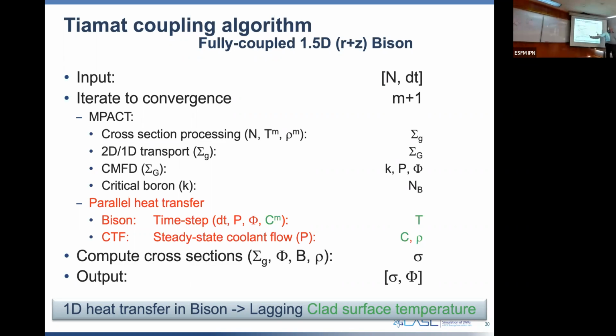And my fuel needs a clad surface temperature. And so I use the clad surface temperature from that previous iteration. And so I lag in time that clad surface temperature.